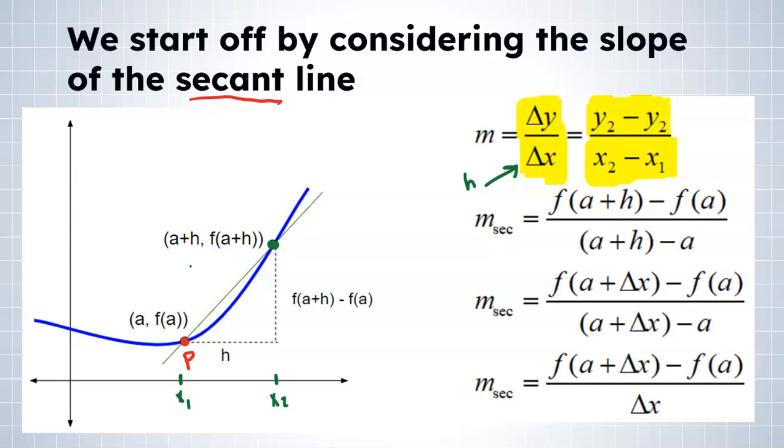So my new point would be whatever the original a value was plus h. It's just moving it over h. And then my y value would be f of whatever that value is, a plus h.